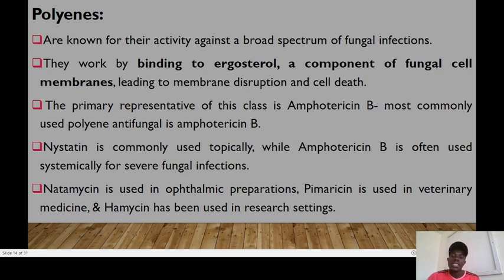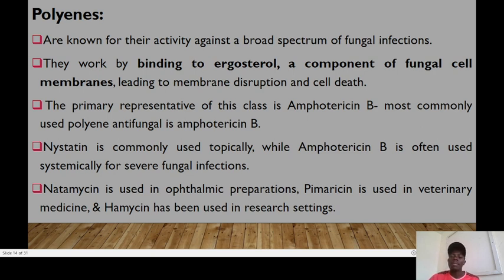These are known for their activity against broad-spectrum fungal infections, and their mechanism of action is by binding to ergosterol. Remember, ergosterol, we said, was a key component of the fungal cell membrane. When they do that, they disrupt the membrane and cause cell death. The primary representative of this class is amphotericin B, which we had already mentioned because it is the most commonly used polyene antifungal.